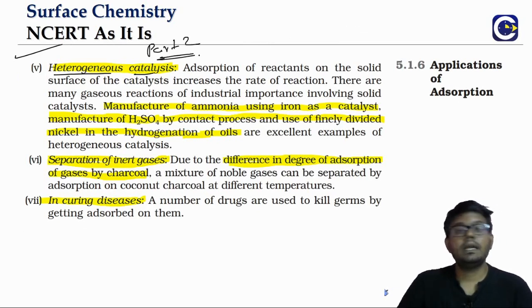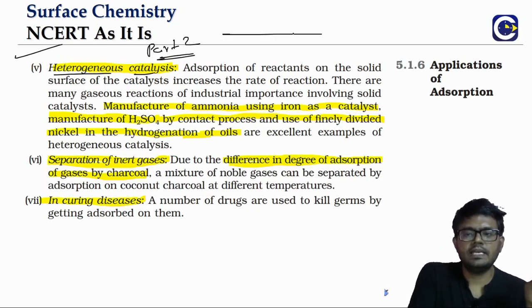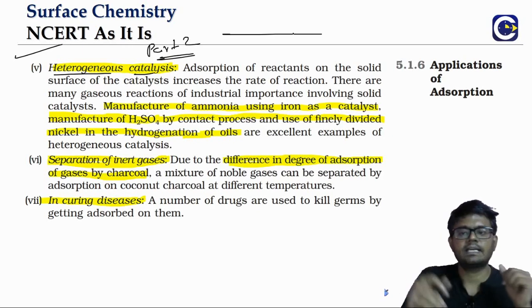So this is a thing that we are going to study in our part 2 in detail, that is about the heterogeneous catalysis. If you are using say for example the iron as a catalyst in manufacture of ammonia, the Haber-Bosch process, or we use nickel or platinum or palladium in the hydrogenation of oils. So in those cases we will study again about this in detail in our second part.